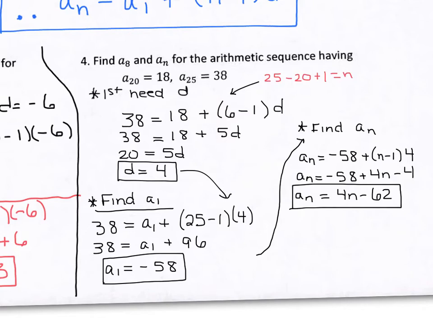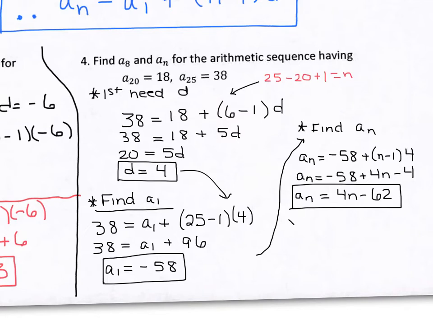Before I find my a sub 8, I might take a quick second just to make sure that this works. Okay, if I put in 20, a sub 20, 4 times 20 is 80, minus 62 is sure enough 18. And I could check a sub 25, a sub 1, all that.